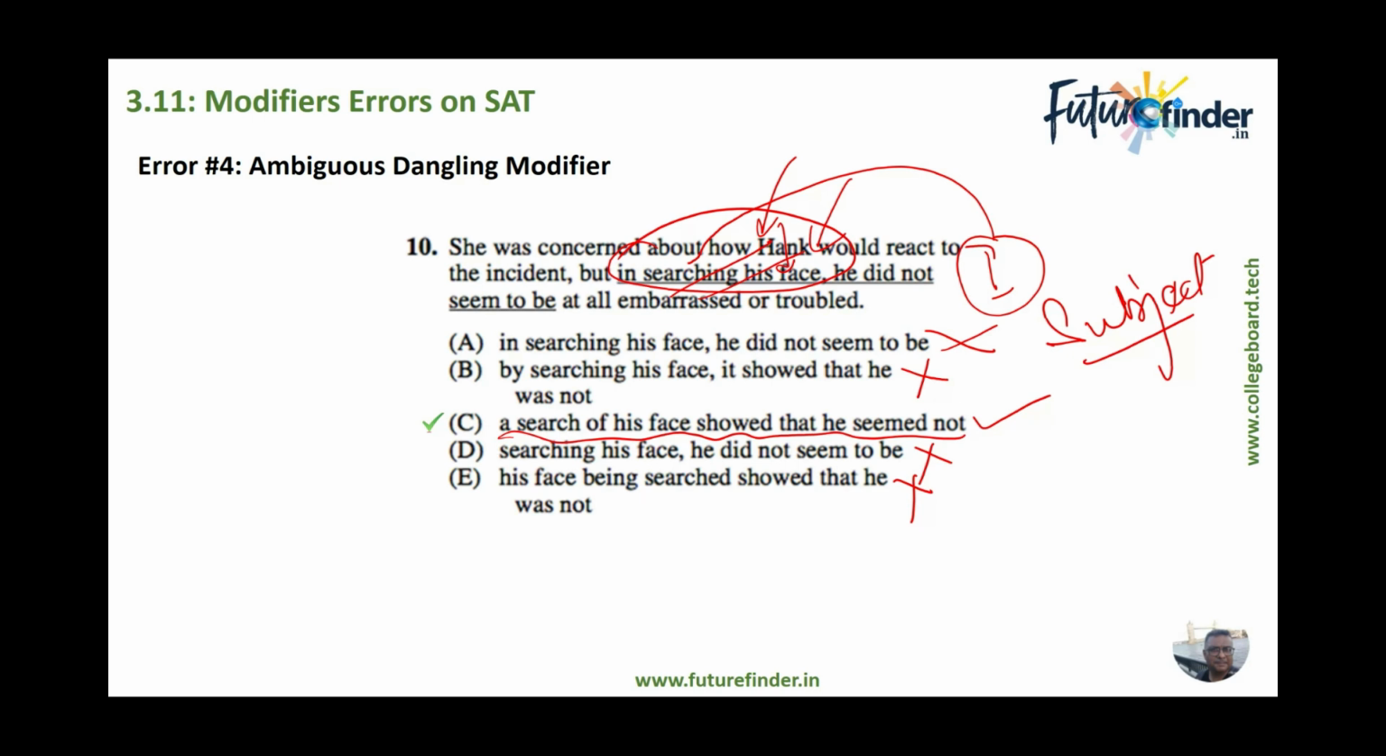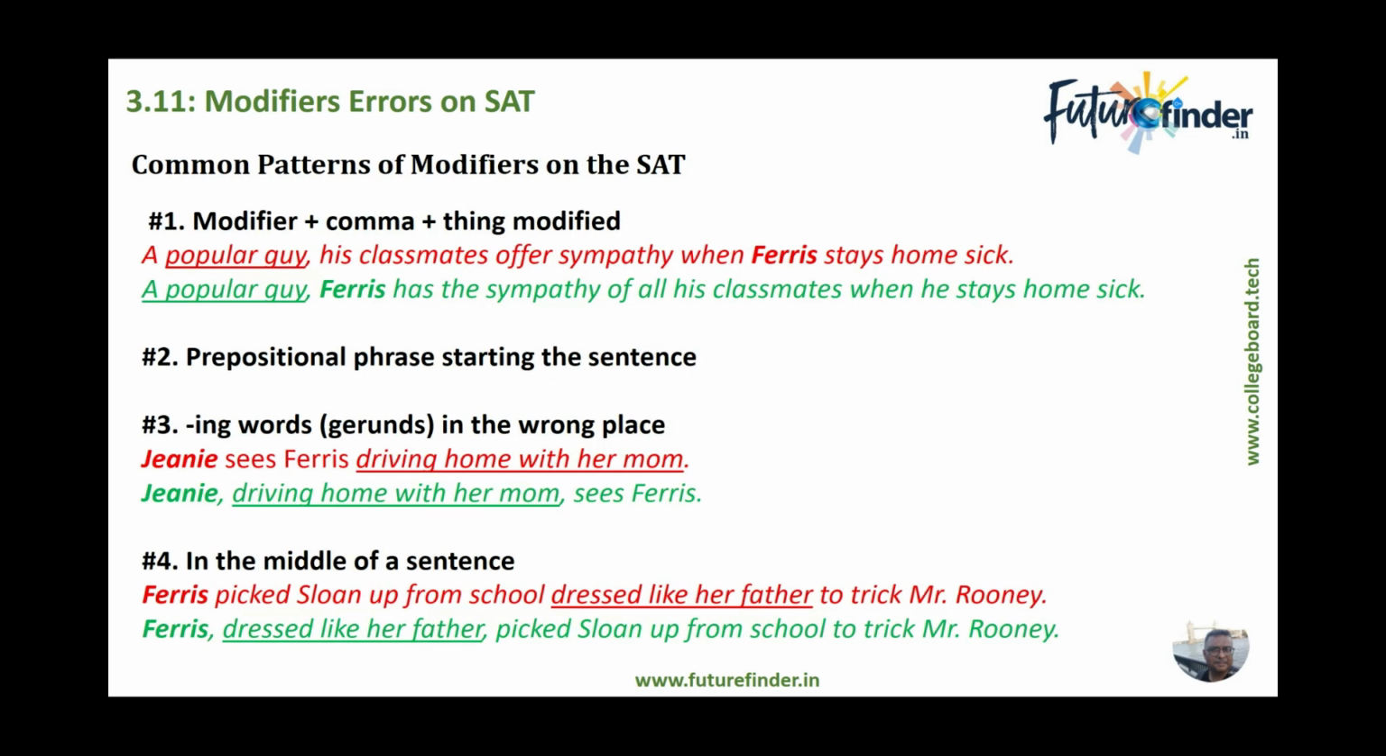So these are the 4 kinds of modifier errors that you are likely to encounter on the SAT. We have some common sequences, patterns on the modifiers on the SAT out of experience. First, it could be the modifier plus comma plus the thing which is modified. So a popular guy, comma, his classmates offer. So definitely not a popular guy and his classmates. So incorrect. A popular guy, Ferris, correct. But then the formation of the sentence would be a modifier plus comma plus what is being modified.